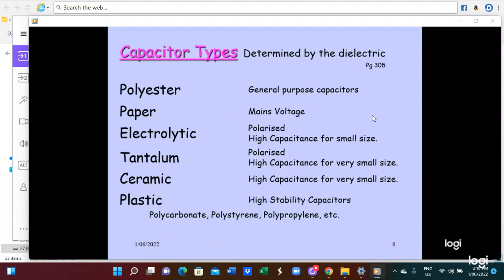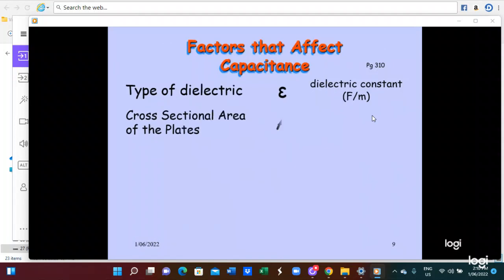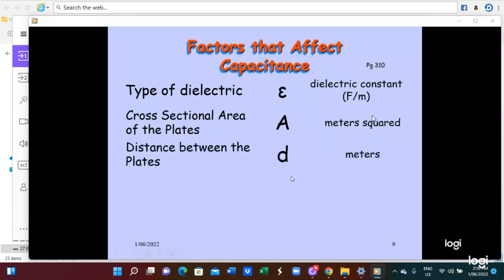An air capacitor is low capacitance and variable. The dielectric constant is in farad per meter, the cross-sectional area of the plate is A, and the distance between the plates is D meters. So C equals εA by D.